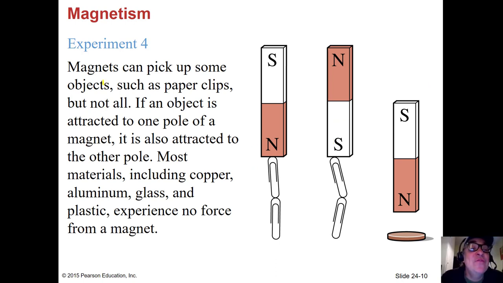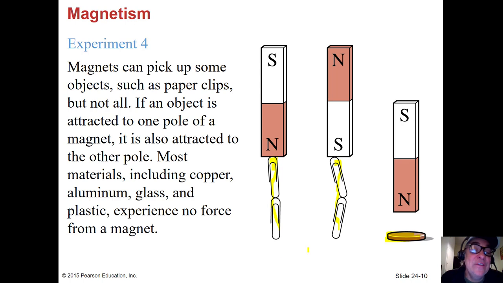Here's experiment 4. Magnets can pick up objects like paper clips that are not even magnetic to begin with. Over here, though, we cannot pick up a penny. We can't magnetize this. So essentially, when you're able to pick up a piece of metal like the paper clips, you're magnetizing the paper clips for a short amount of time. The magnetic field of the bar magnet magnetizes the paper clips, and then they can actually stick together. Same thing over here. You're not able to do that with a copper penny.